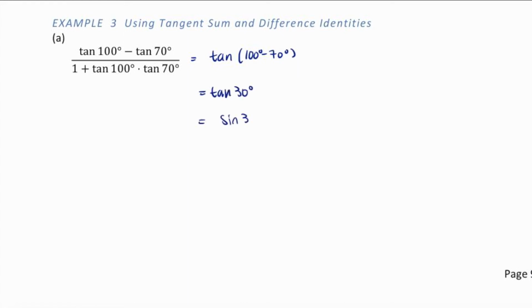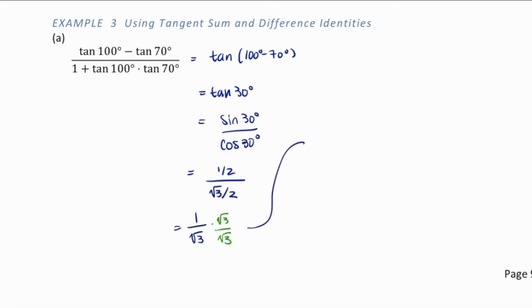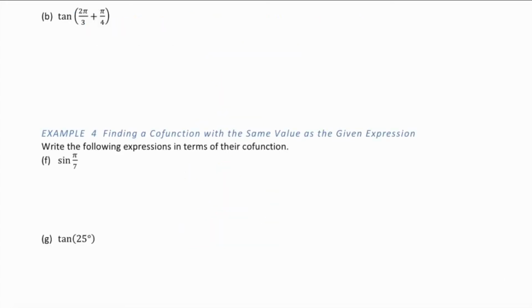So we have sine of 30 degrees divided by cosine of 30 degrees. The sine of 30 degrees is 1/2. The cosine of 30 degrees is root 3 divided by 2. And so we end up with 1 divided by root 3. After rationalizing our denominator, our final answer becomes root 3 over 3. Let's look at the next page.